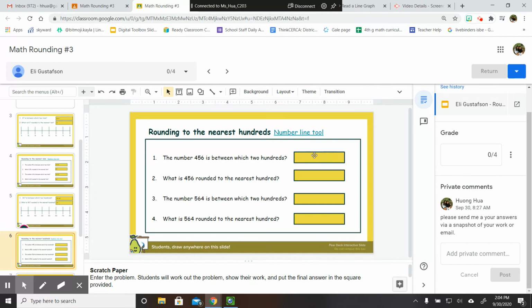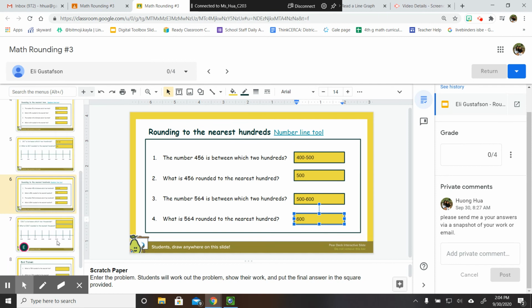You see how easy that is? All right, next one. The number 456 is between which 2 hundreds? 400 and 500. Okay, next one. What is 456 rounded to the nearest 100? 500. Next problem. 564 is between which 2 hundreds? 500 and 600. Perfect. Now, next one. 564 rounded to the nearest hundred is. 600. Next problem. You got 2 more panels to go.